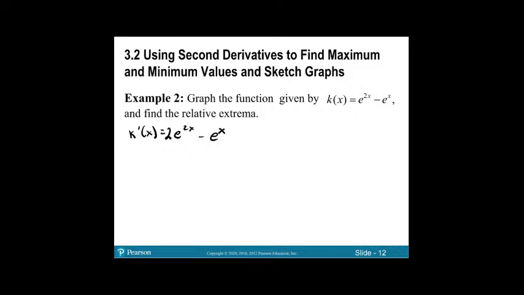And then the second derivative, k double prime, again itself, 2e to the 2x, again times another 2, so you know that's going to become a 4. And then still minus e to the x, because the derivative of e to the x is itself. Okay, so then if we set k prime equal to 0, we're going to have 2e to the 2x minus e to the x. If we set that equal to 0, let me see.